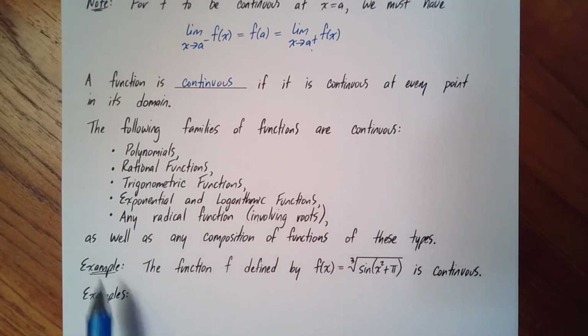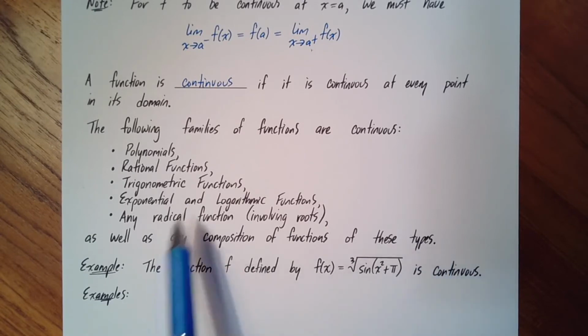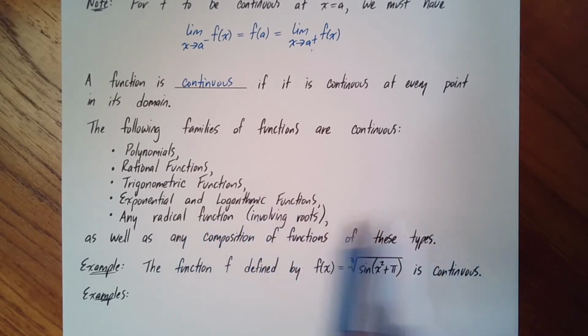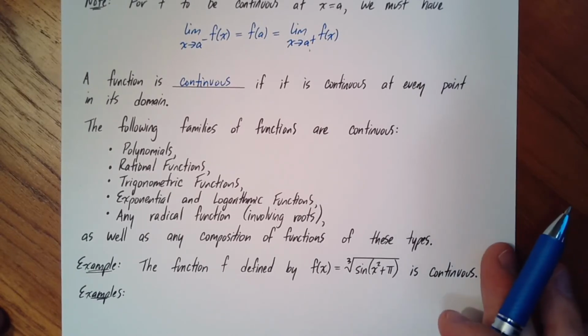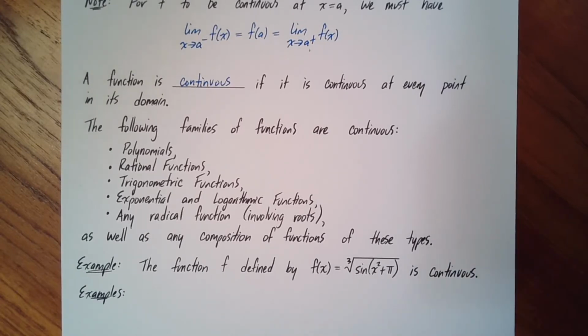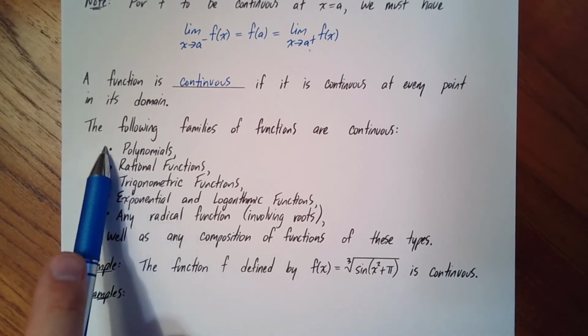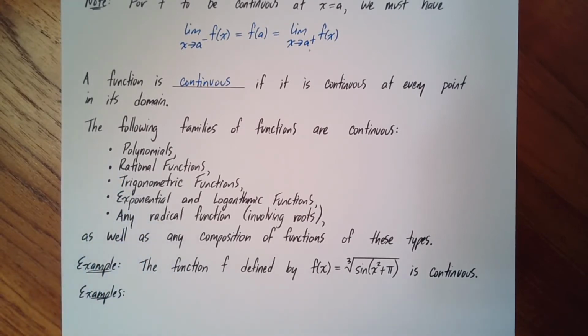And then at the end, you can see I've added this as well as any composition of functions of these types. So basically, think of it this way: any function you can build from functions of these types. So if you take a polynomial and add it to a rational, and then maybe you compose that with a trigonometric function and divide the whole thing by an exponential function. I'm just saying that as an example, trying to be convoluted on purpose. But any function you can build, no matter how complicated it is, if you built it from functions in these families, then the function that you build is guaranteed to be continuous on its domain.